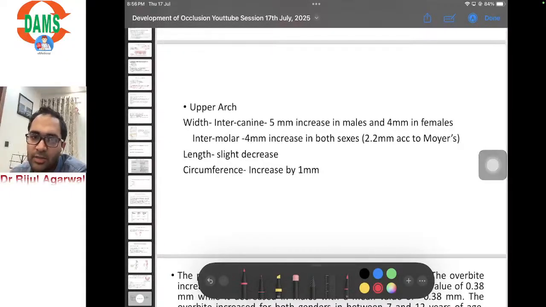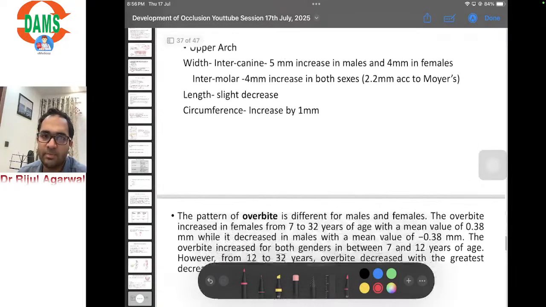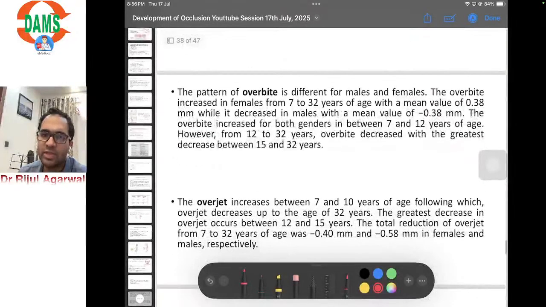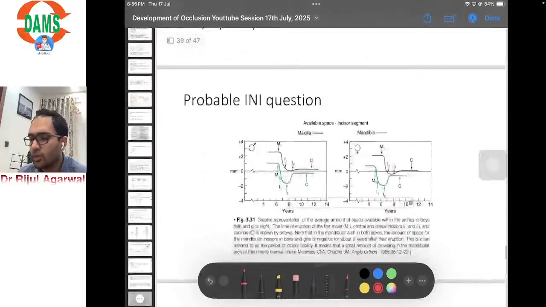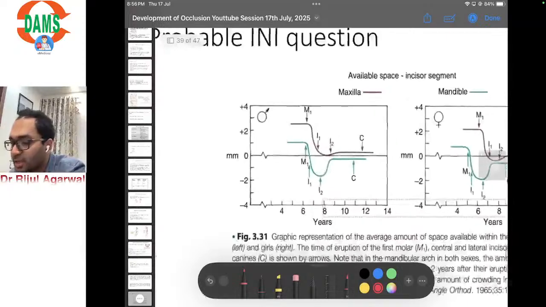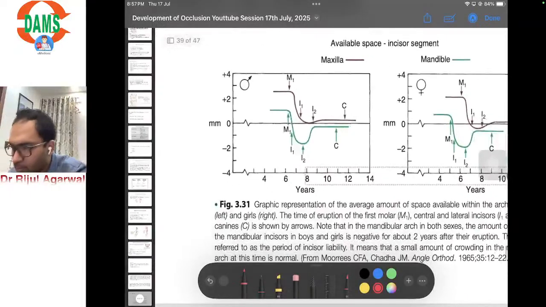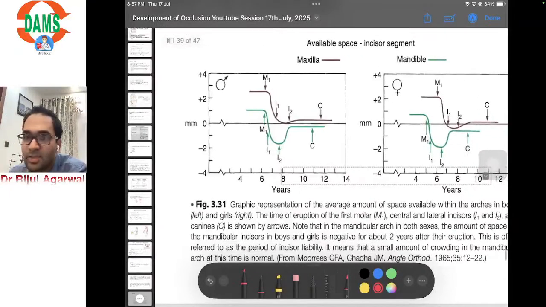Next, in the upper arch, the time remaining is very less. I need to discuss permanent dentition as well, because there is a concept there that needs a little understanding. So just go through them. The overjet and overbite pattern. Just understand this graph, the amount of available space. This graph is directly picked up from the textbook of Proffit.